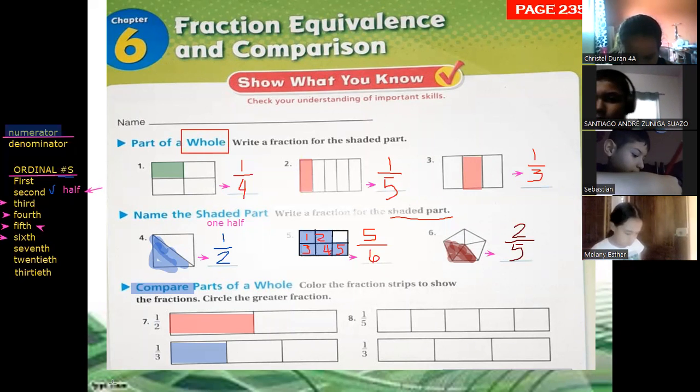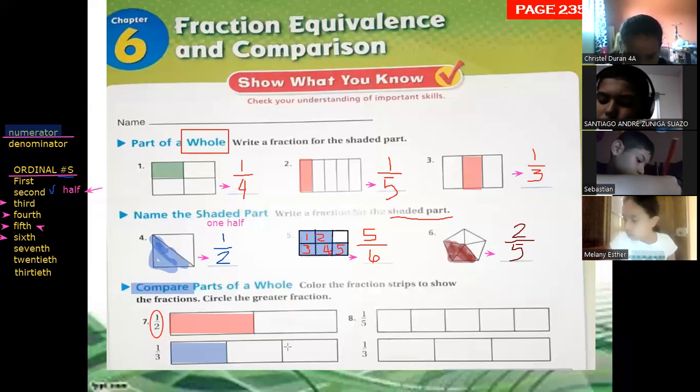The red. So in here it says circle the greater fraction. We have to circle 1/2 because 1/2 is greater than 1/3.